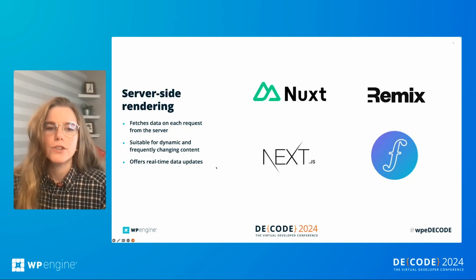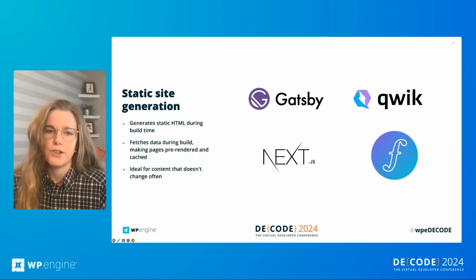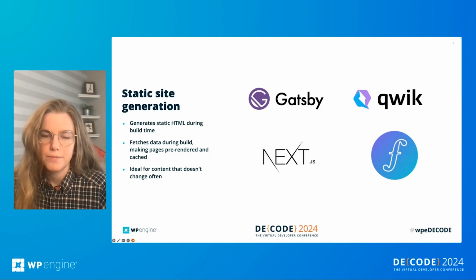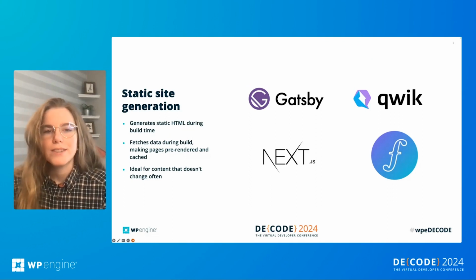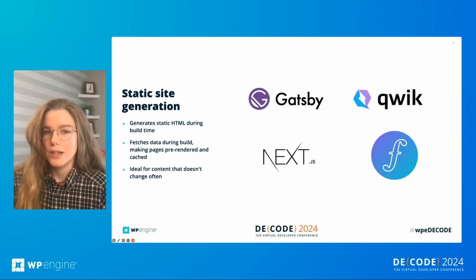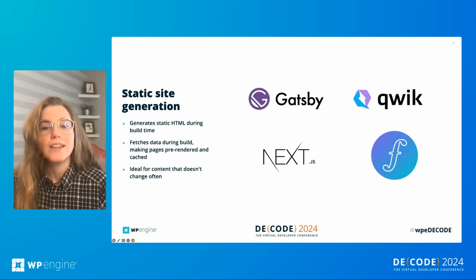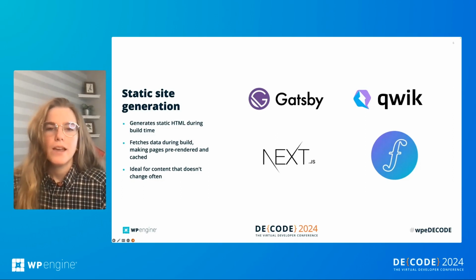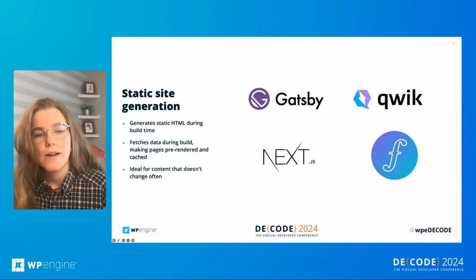Let's hop on over to static site generation and talk a little bit about that. So static site generation, or SSG, is a web development technique employed by frameworks like Gatsby and Qwik, Next.js, and Faust.js. So we've mentioned Next and Faust. Both of those work together here to help folks with their static properties while implementing a headless WordPress site.